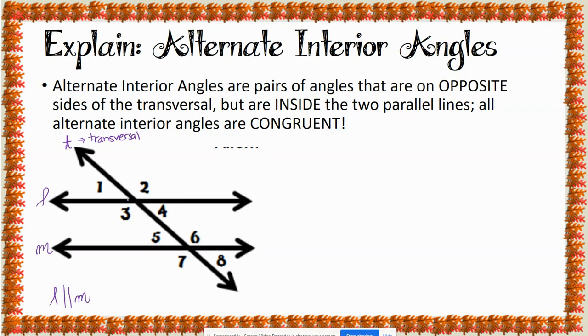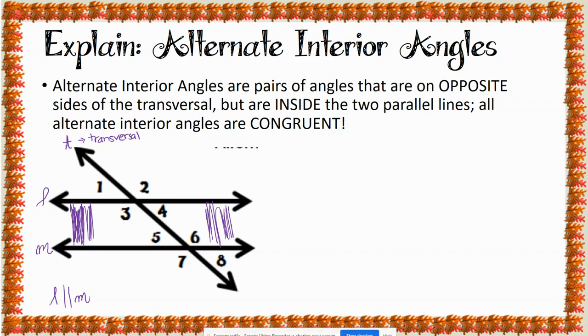Now, interior angles are pairs of angles that are on opposite sides of the transversal. So one would be on the left side of the transversal and one would be on the right side, but they are inside of the two parallel lines. So when I look at line L and line M, this would be considered inside. So any angle in here would be an interior angle.